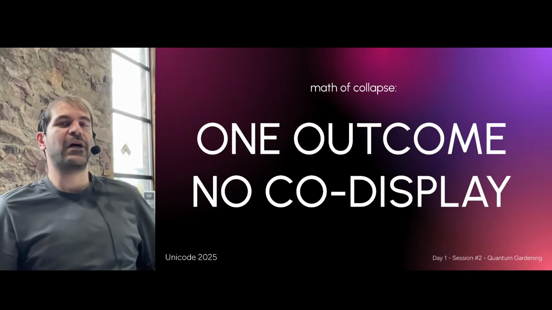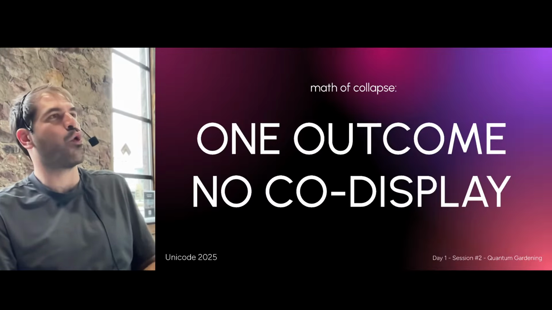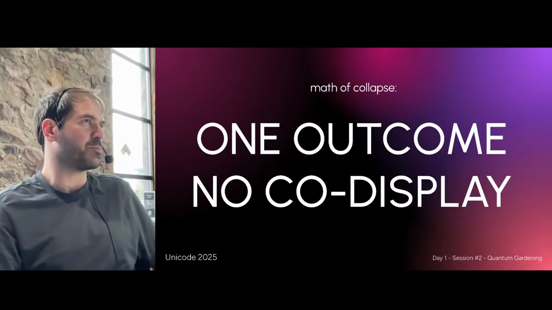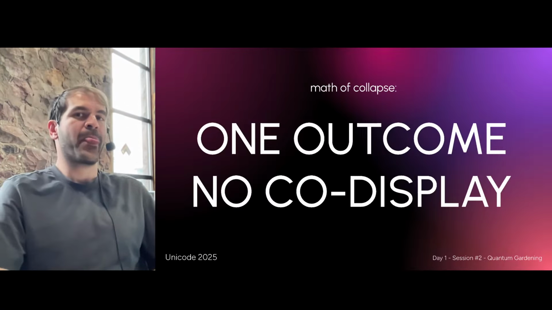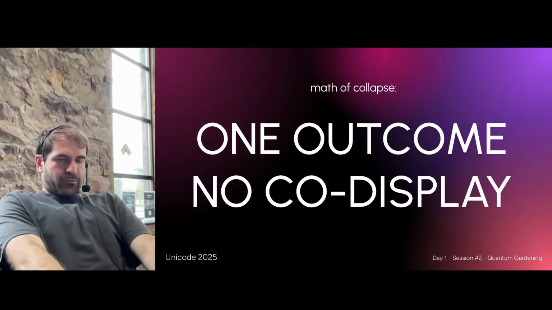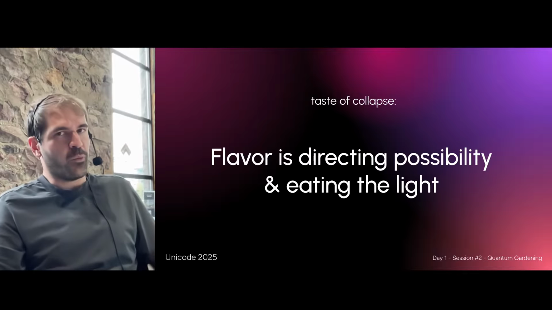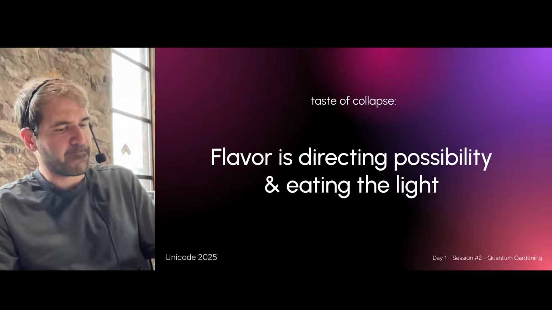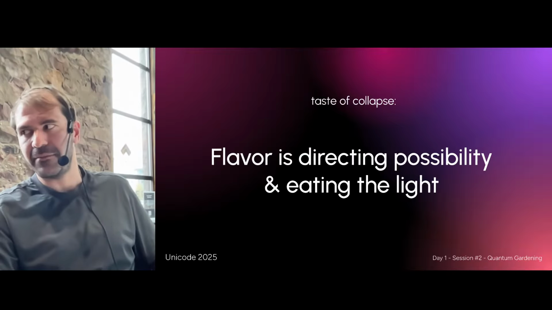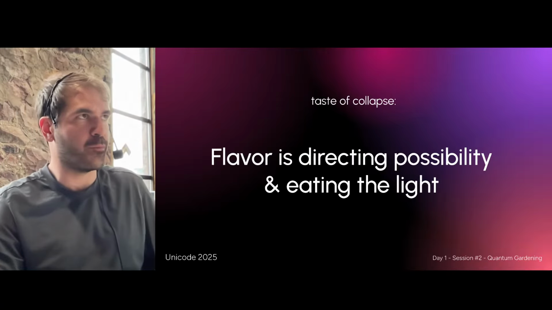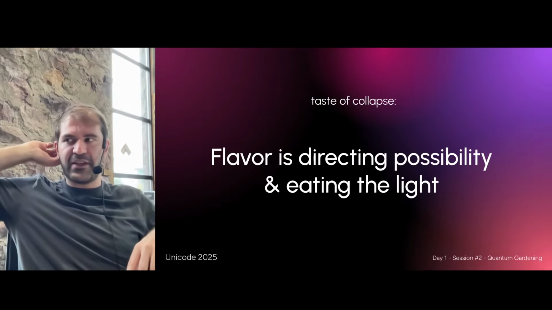Okay, so now we're going to talk about how exclusivity is like one outcome, or the no co-display principle. This is like the math of collapse. Within collapse, you can't co-render two outcomes at the same time. Again, you can't co-render being in Florida and in Alaska at the same time. We'll get to more examples of that in a second.